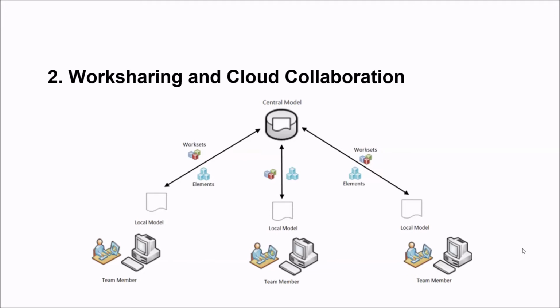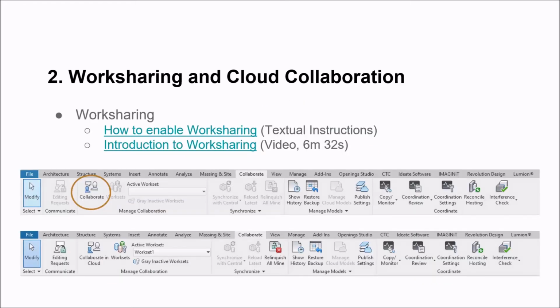All users should save their own local copy of the central model, edit locally in this workspace, and then synchronize with Central to publish changes to the central model so that other users can see their work. Enabling work sharing is done by clicking on the Collaborate tab and then on the Collaborate button. Then select Collaborate within your network and click OK. You will notice the Worksets button is no longer grayed out. There is a little bit more to it than that, so please pause here and watch the related video by clicking on the link in the provided slide deck.